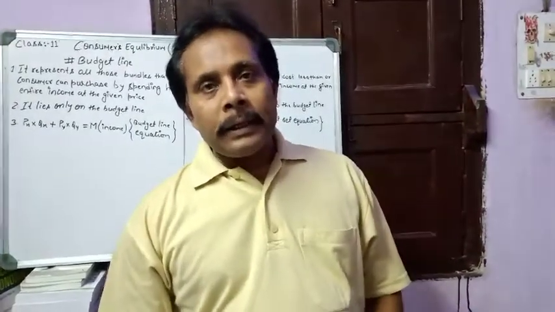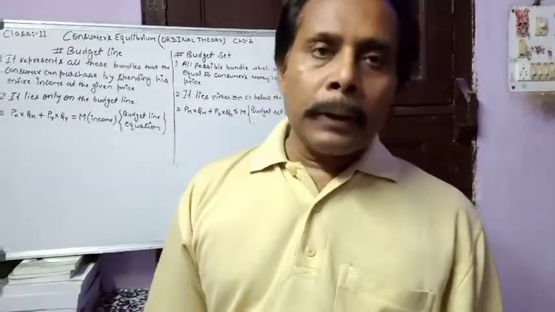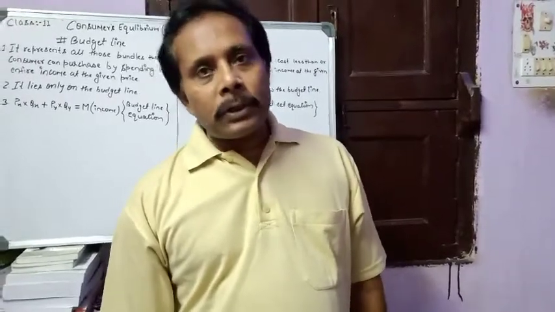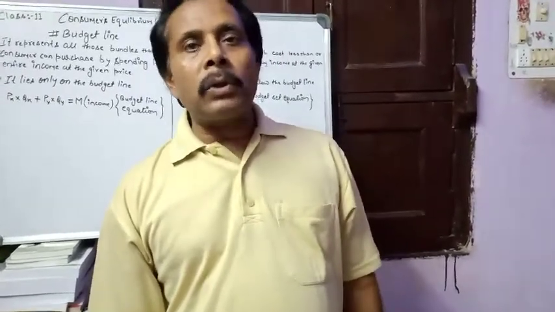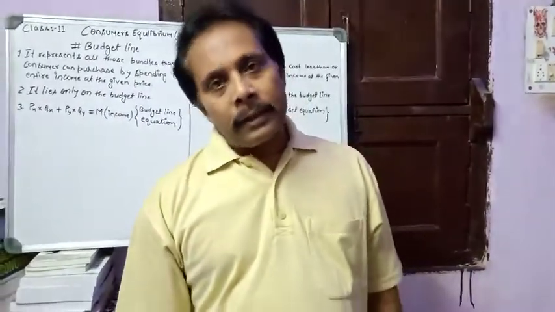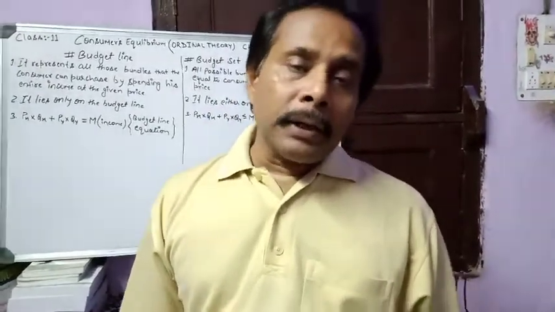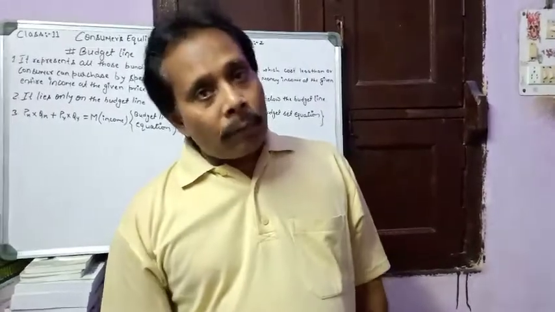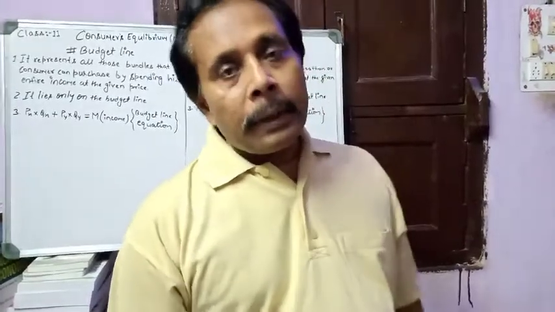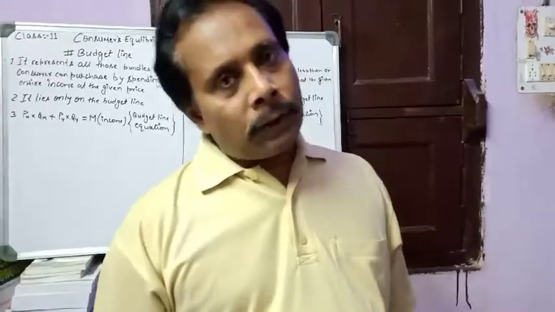Budget line is all possible combinations of two goods. It is the graphical representation of all possible combinations of two goods which can be purchased from the given income and the given price. But the most important thing is that the total expenditure of the consumer will always equal his money income, because money income is nothing but the budget of the consumer.